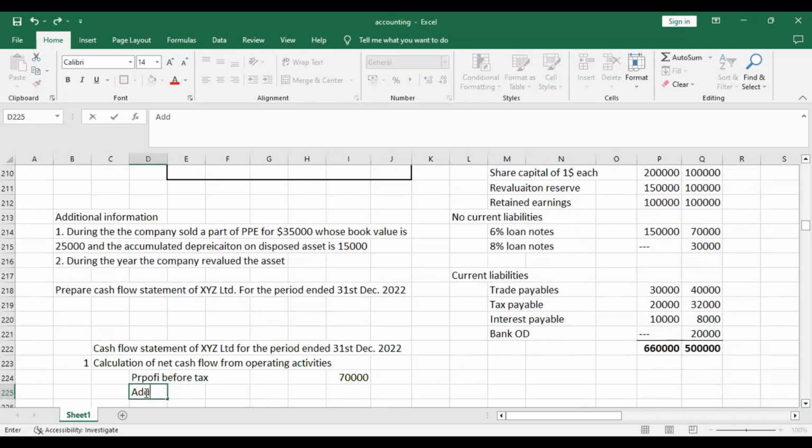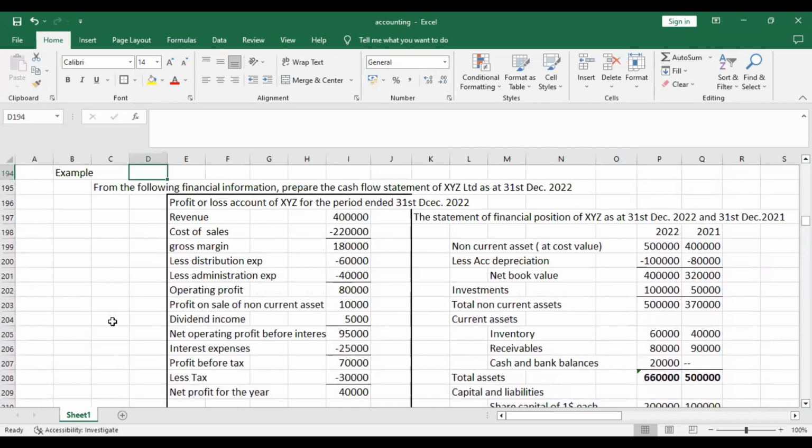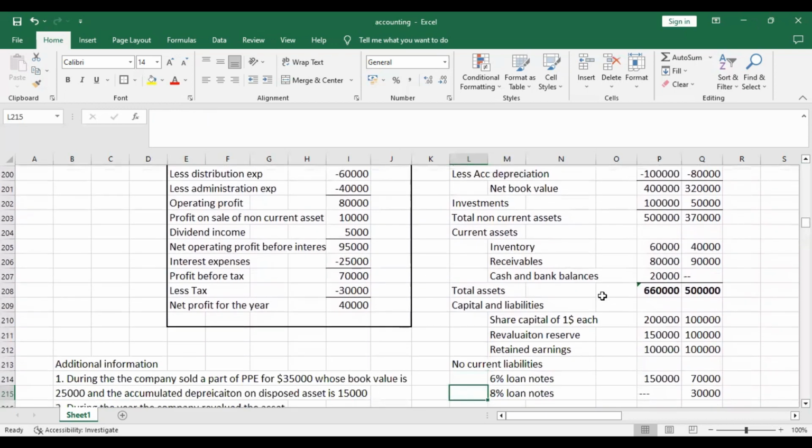What is next? Add depreciation charged in the current year. But they didn't mention how much the depreciation charge is in the P&L account, because depreciation is a part of cost of sales. How to identify it? They have given a clue: the accumulated depreciation in the balance sheet. Take those figures and the amount of depreciation on the disposed asset. Take these three pieces of information and calculate the depreciation charged in the current year.